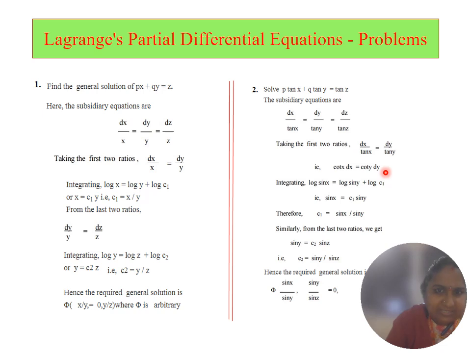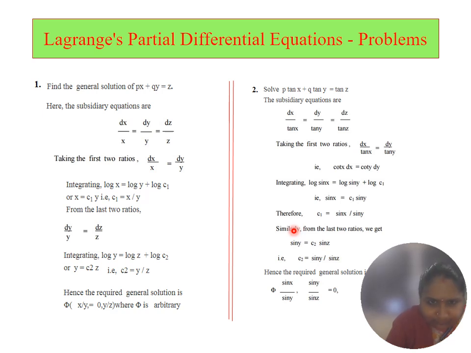So, log a minus log b is log a by b. So, log of sin x by sin y equals c1. Therefore, sin x by sin y equals c1. Similarly, take the other two ratios, either 1 and 3 or 2 and 3, whichever you feel comfortable with.